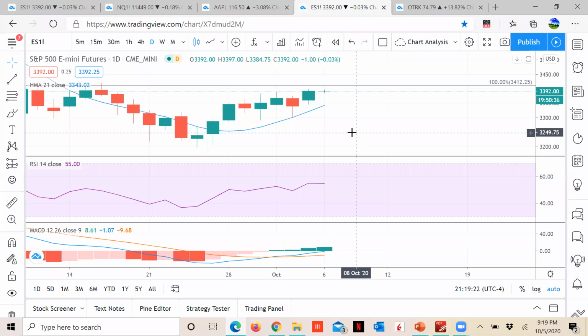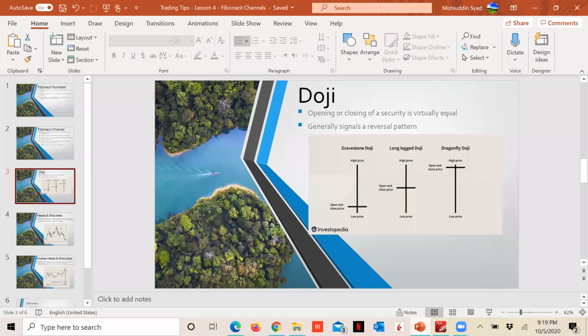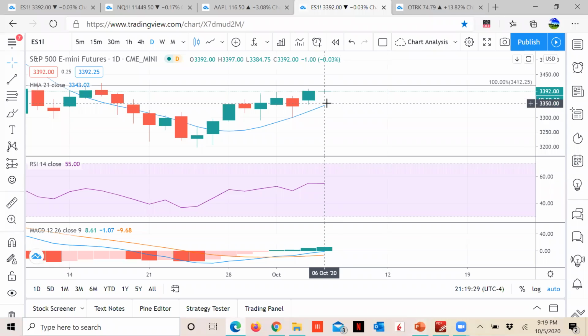And that's basically what you see here, the middle one, long leg doji. Each of those doji has its own significance. Gravestone doji is pretty hard to locate or find, but generally shows a reversal. It's like a bearish reversal candlestick.